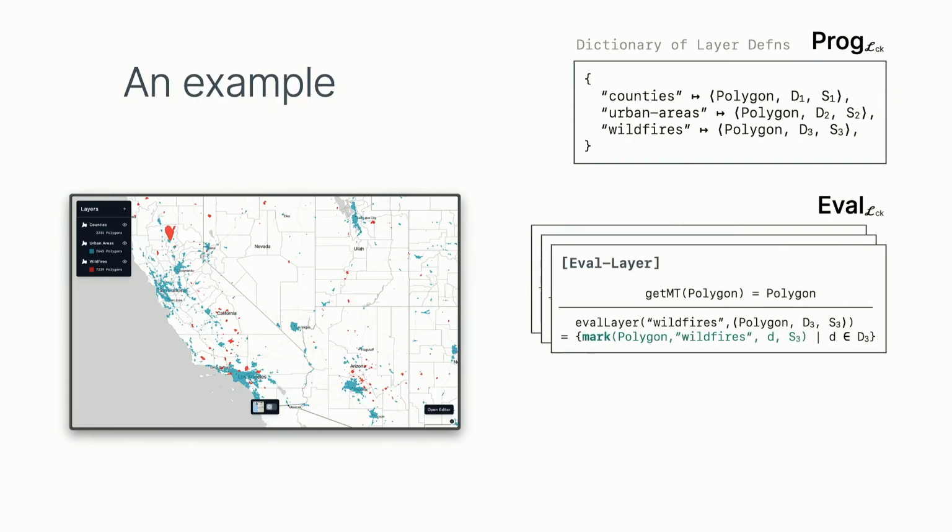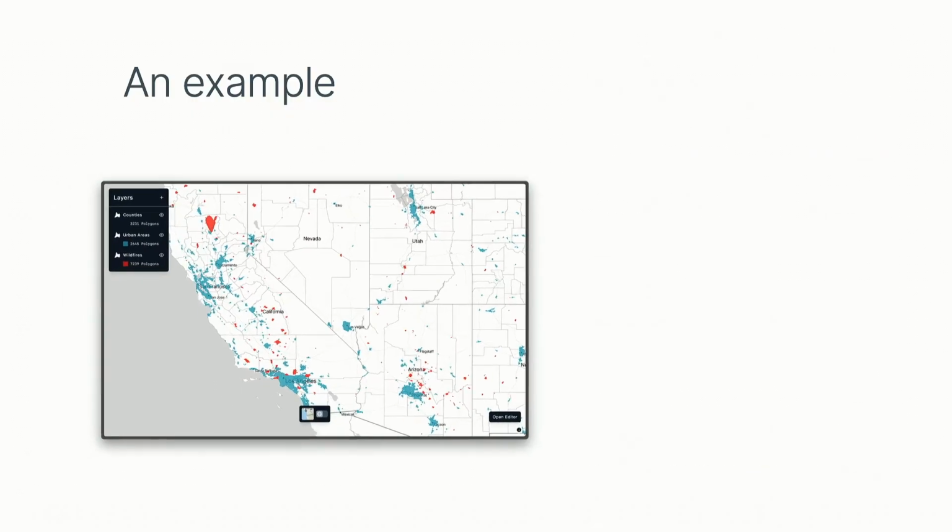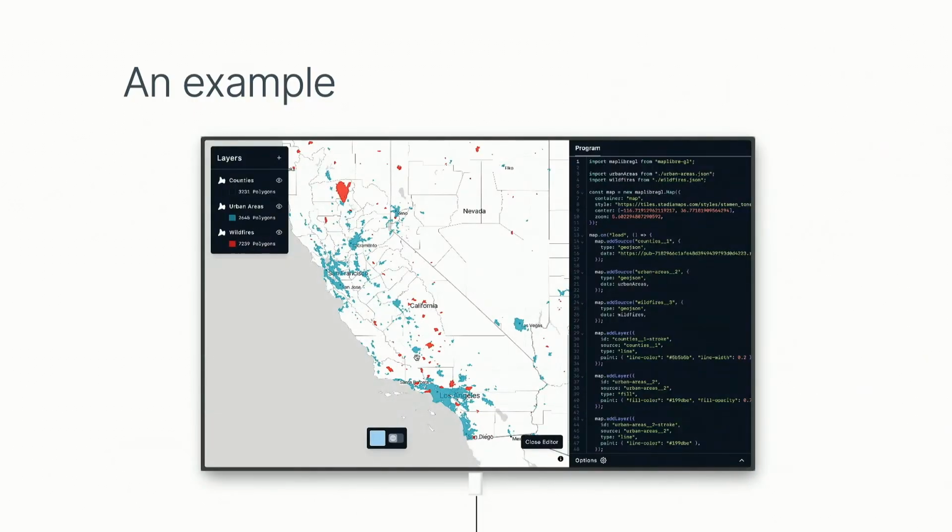And then through repeated application of our eval layer rule, we'll transform these layer definitions into actual graphical marks that are rendered on the screen. And then the union of all of those marks is what we consider our output value here, our map.